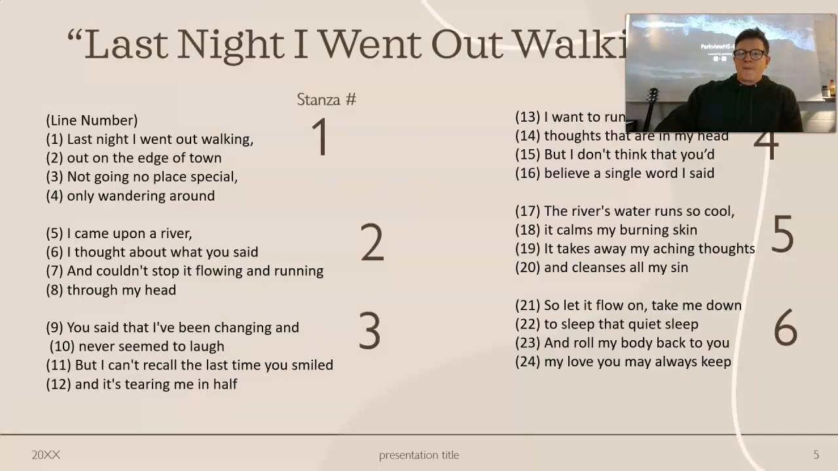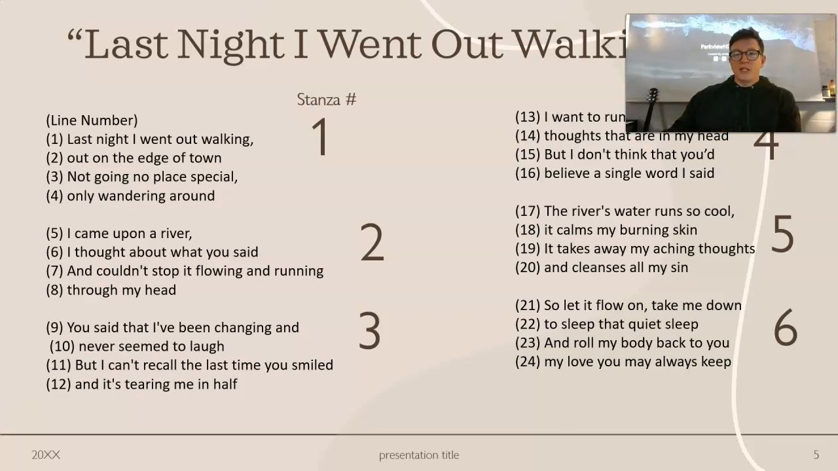So here, when he's talking about the river's water running so cool it calms my burning skin, takes away my aching thoughts, cleanses all my sins, to let it flow on and take me down to sleep, that quiet sleep, and roll my body back to you, my love you may always keep, it implies suicide, but this is figurative language.